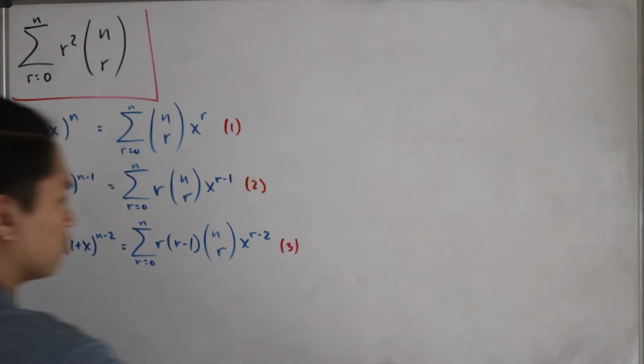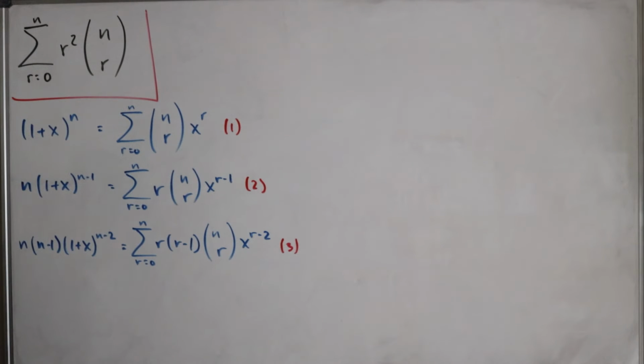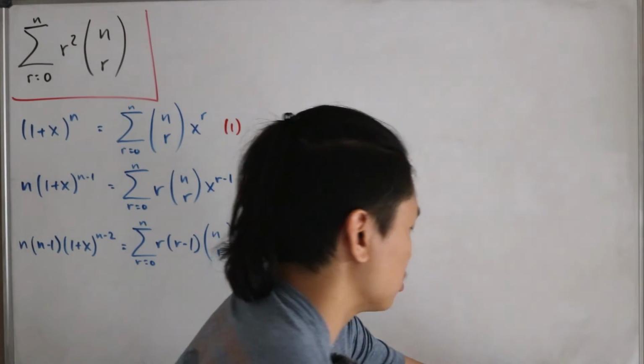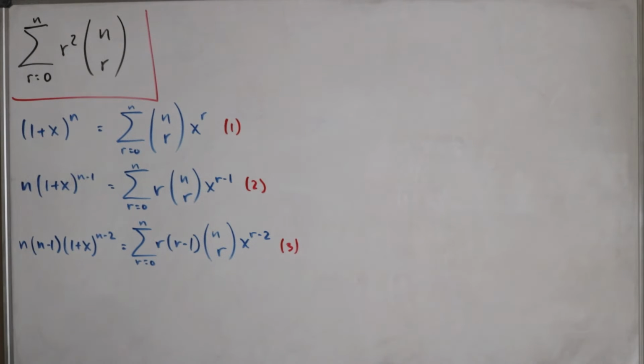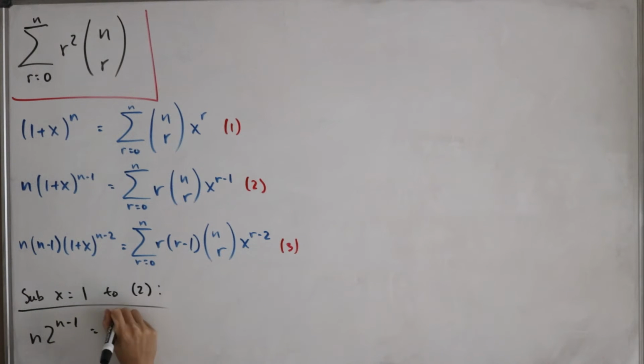So next, let's substitute x equals 1 into equation number 2. Let me switch to a different marker for this, and write this step down. We substitute x equals 1 into equation 2. With that being the case, the left side is simply n times 2 to the power n minus 1, and we set this equal to the partial sum from r equals 0 to n of r multiplied by n choose r.